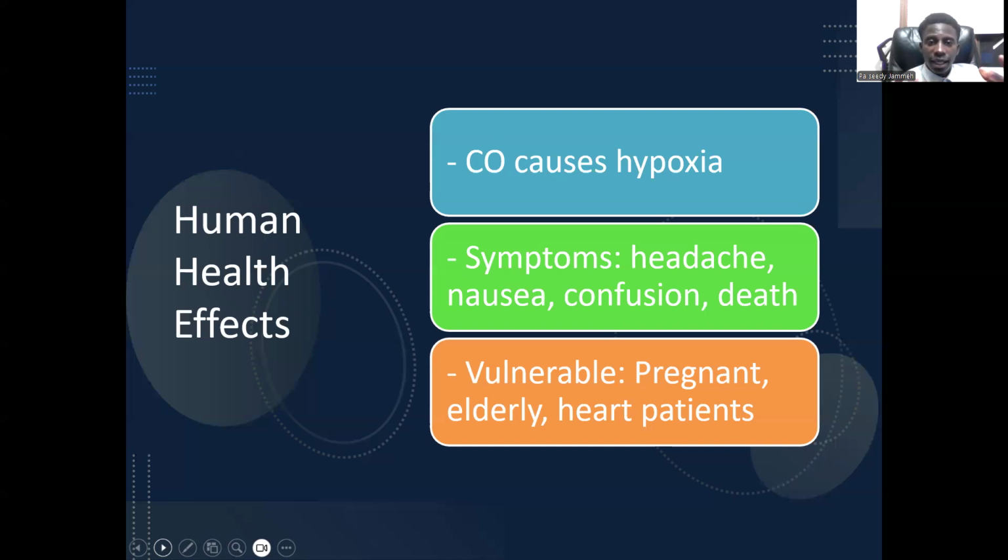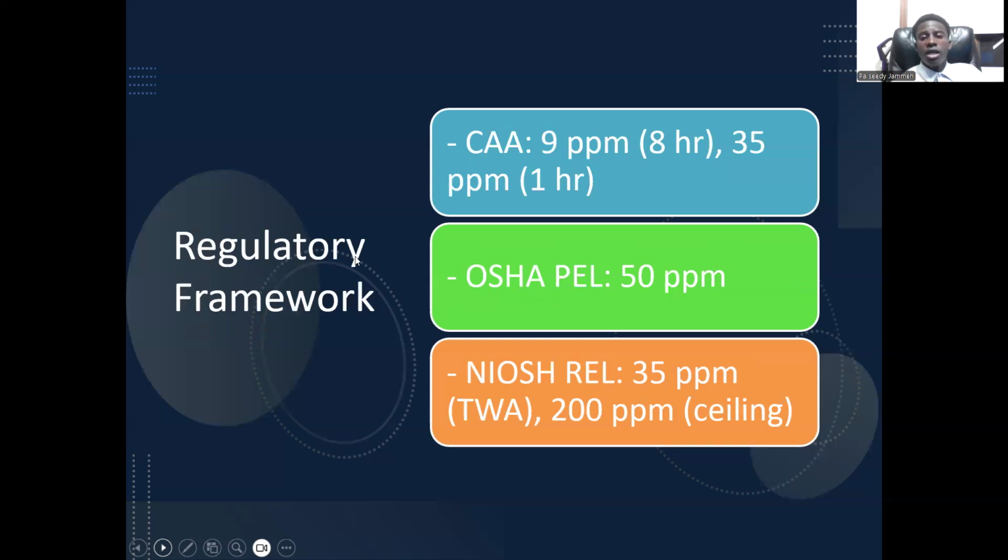So if they are at a higher risk, they may definitely be in trouble when it comes to carbon monoxide. So yeah, there is still hope, because we have the regulatory framework. We have the one from the Clean Air Act, which sets 9 ppm for 8 hours and 35 ppm for 1 hour. So you realize that there is a contradiction between this and the OSHA law. But still, what they are all trying to imply is that we do not want to be exposed to this chemical without limits. There must be a time frame for you to be safe.